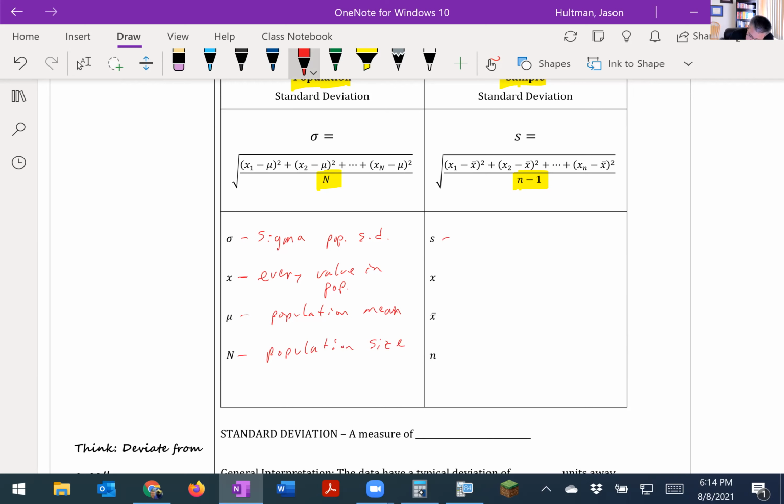Okay, S is just the letter S, and that stands for sample standard deviation. SD is standard deviation. X is, again, every value in the sample. And X bar is the sample mean. And n is the number of items in the sample, or the sample size.